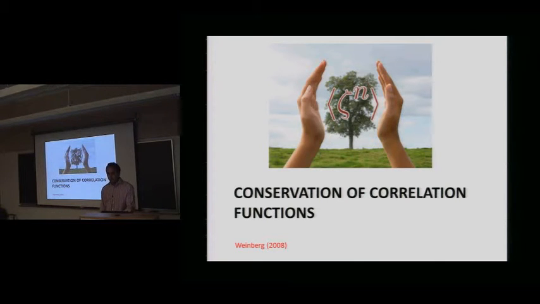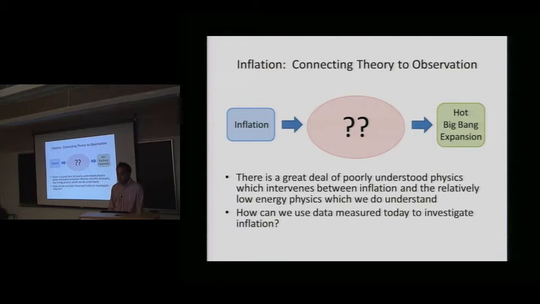And I'll be talking specifically about the conservation of correlation functions. This section will follow pretty closely a paper by Weinberg in 2008. So I'm going to be using his notation and following his results in this section. So the overarching question is, why is it that we think inflation has anything to do with observations we make today, especially given that there's all sorts of physics that intervenes between inflation and the hot Big Bang story that we understand at much lower energies.